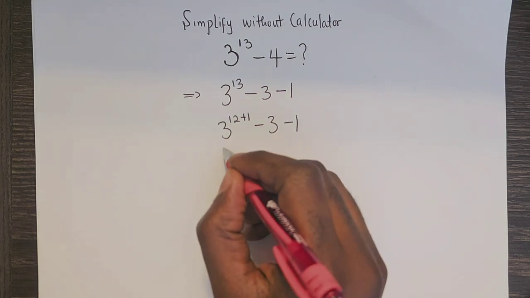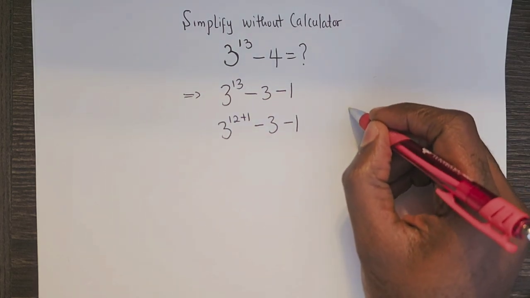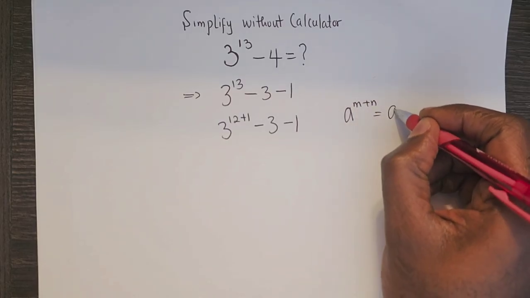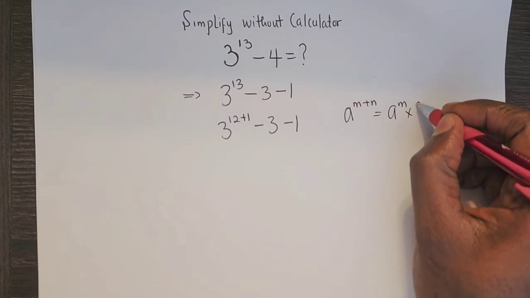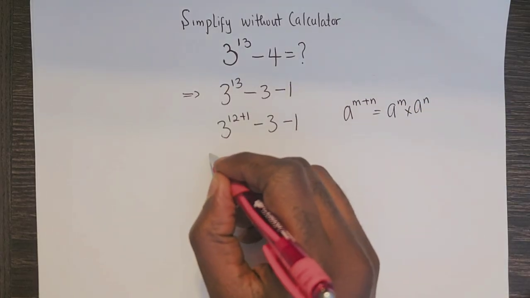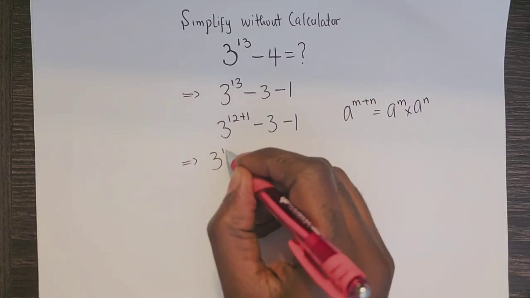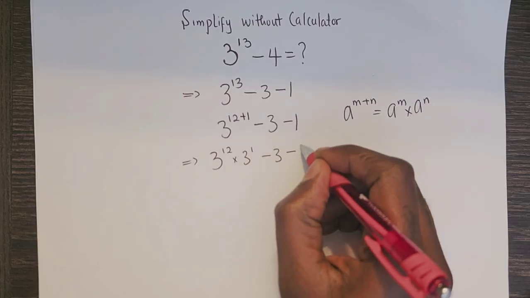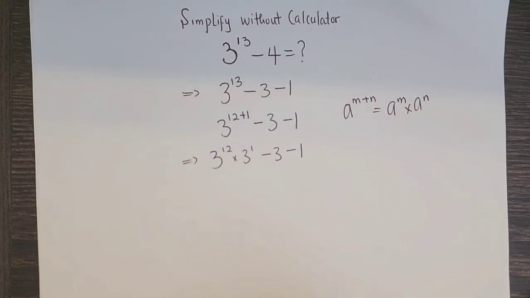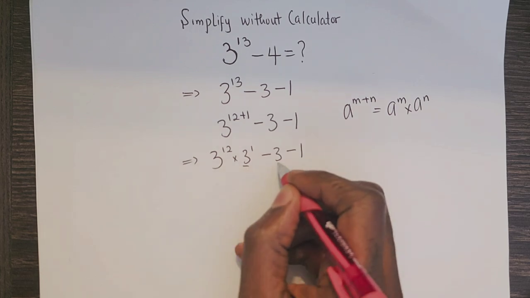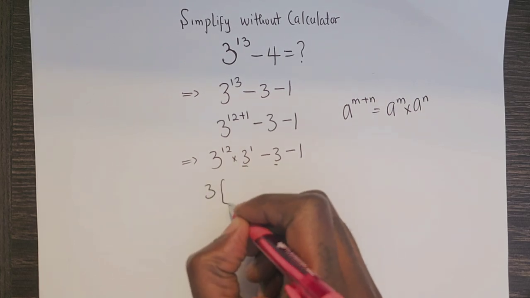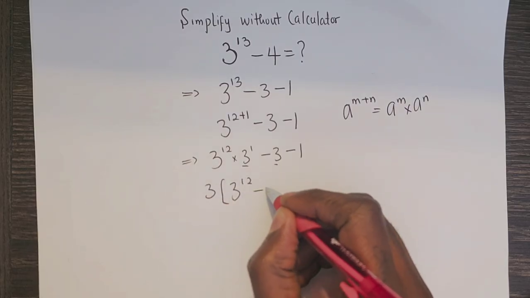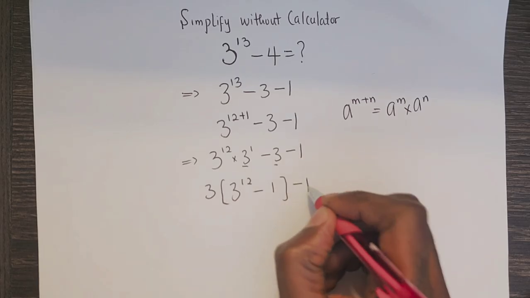And this can be written as, using the rule of indices, when you have a to the power of m plus n, this is the same thing as a to the power of m times a to the power of n. So this is going to be 3 to the power of 12 times 3 to the power of 1, minus 3 minus 1. So from here, we have 3 common to both sides. We can factor the 3 out. And in our parentheses, we're going to have 3 to the power of 12 minus 1 minus 1.